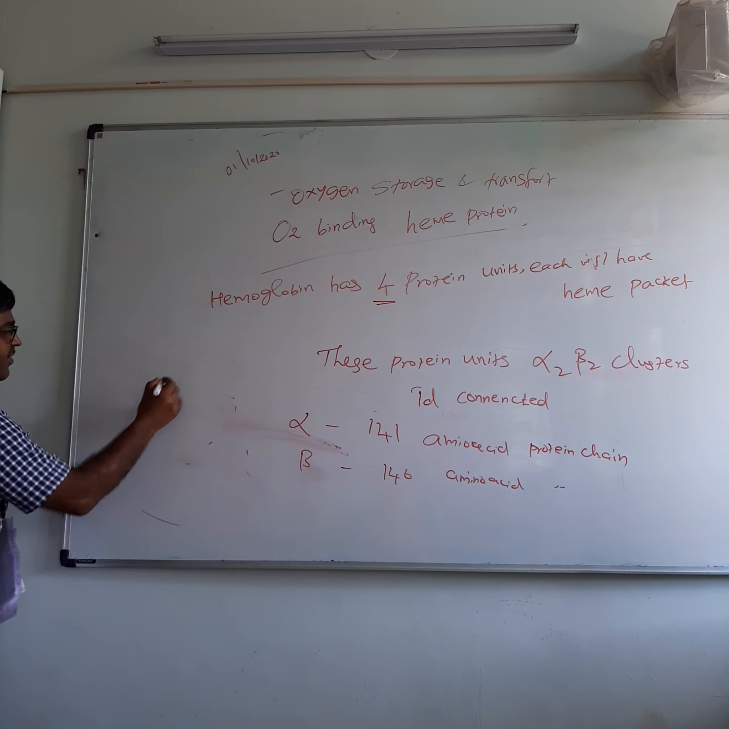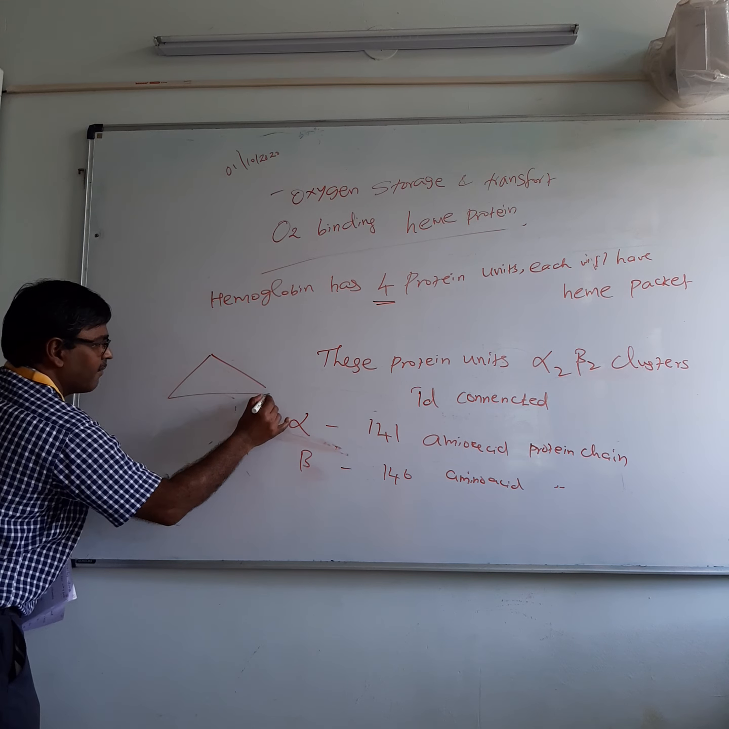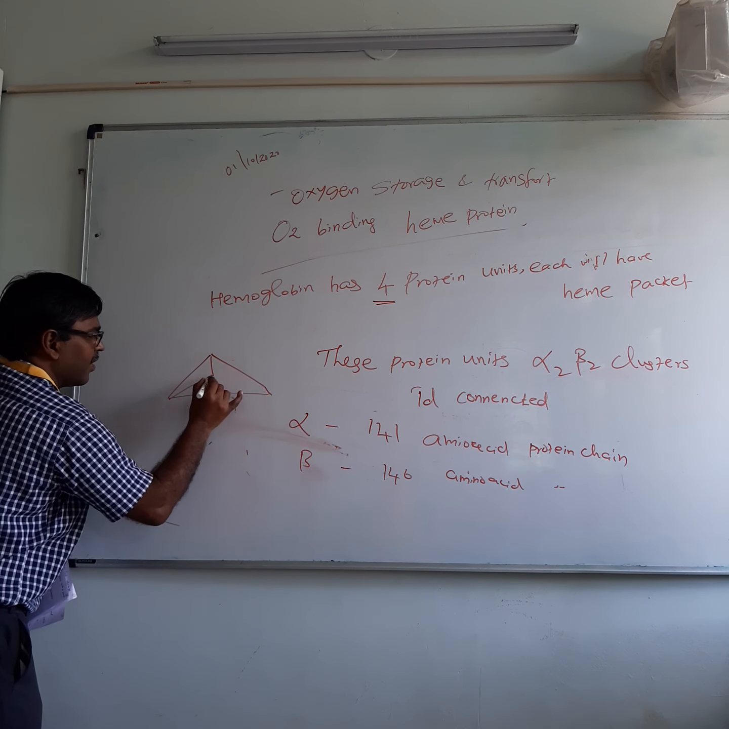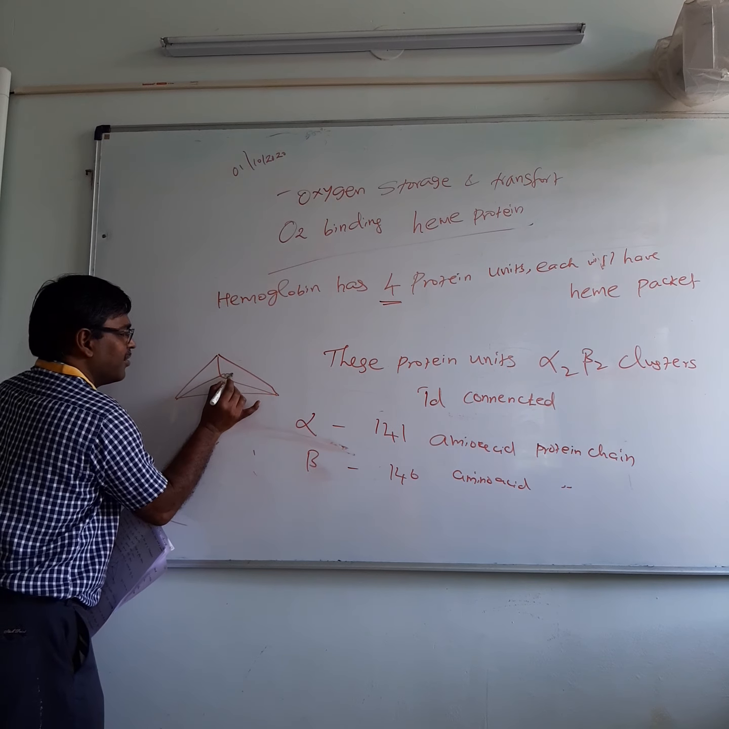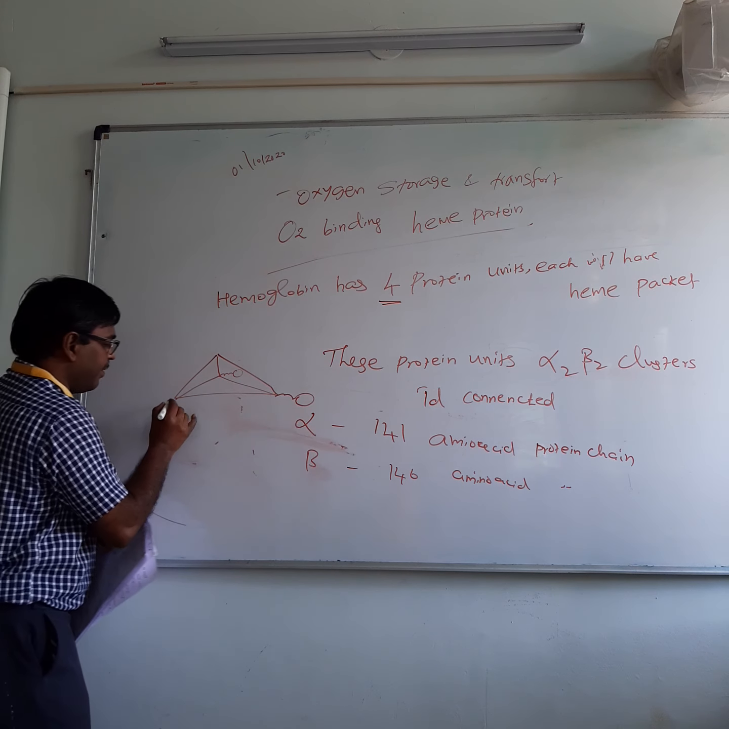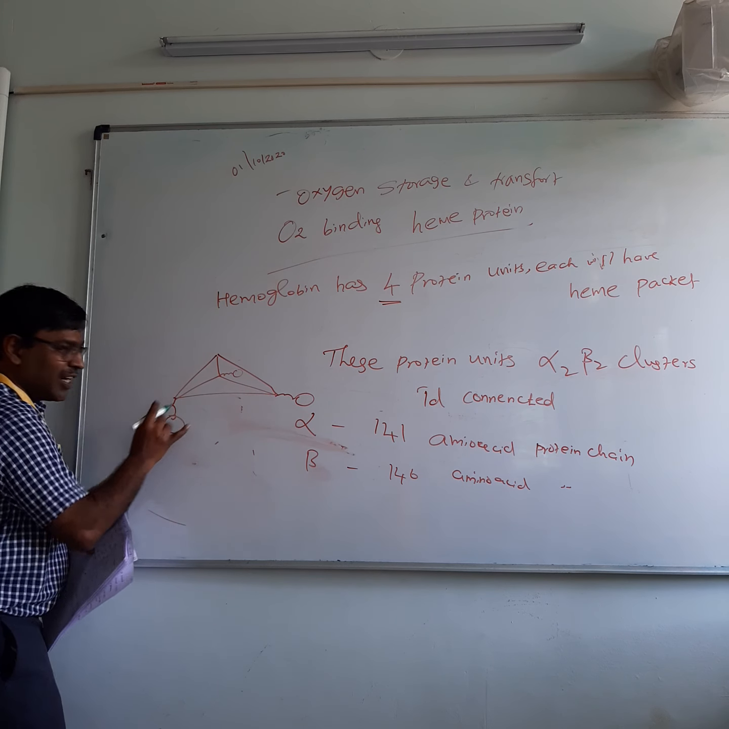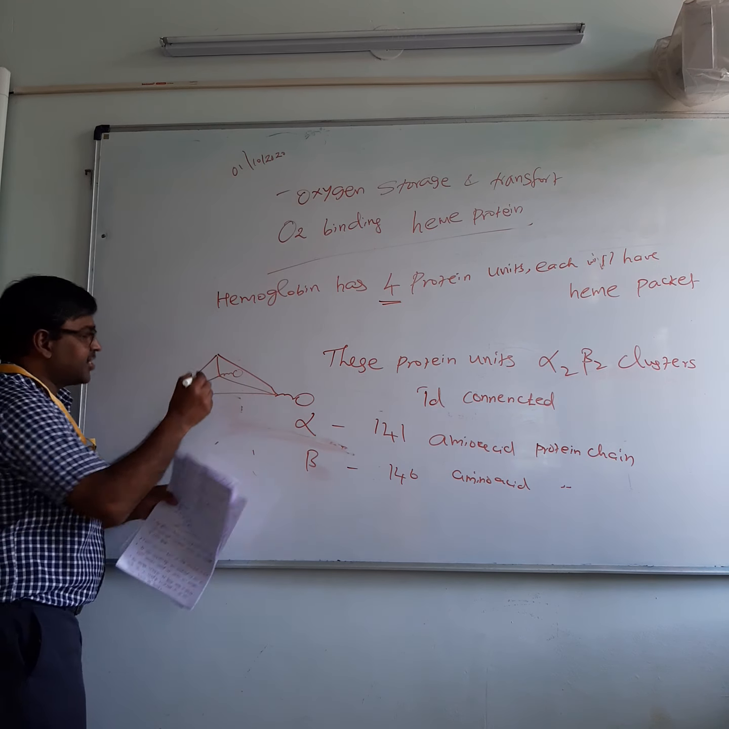So how can we visualize it? We can visualize it like this. You have the tetrahedron, and each tetrahedron should have the heme pocket. This is a heme pocket. It is not outside like what we have shown, but it is encapsulated inside. But for the visualization, I am putting it like this.